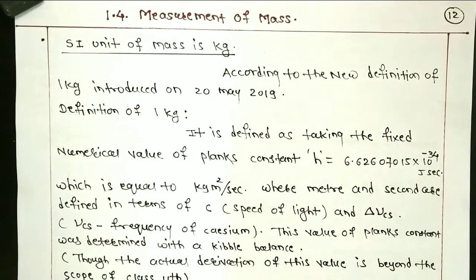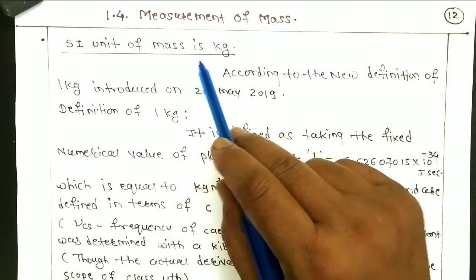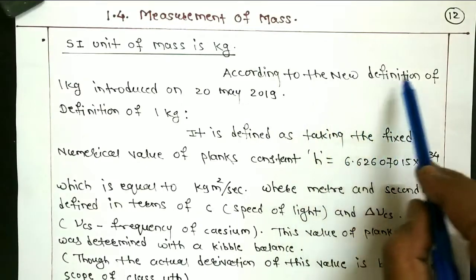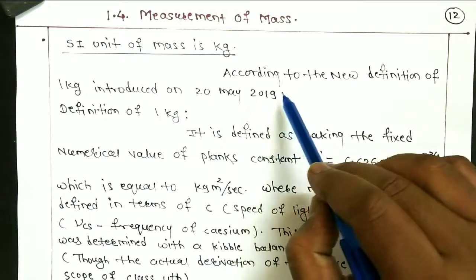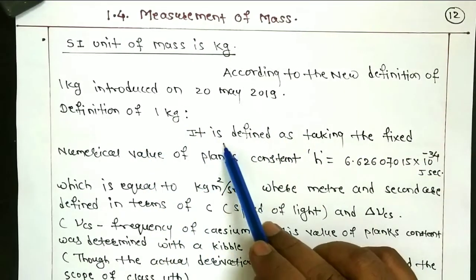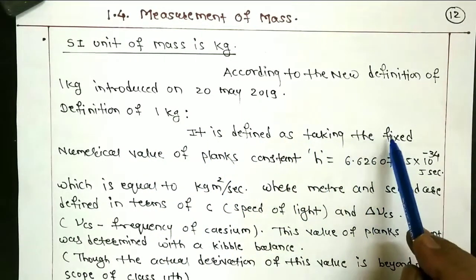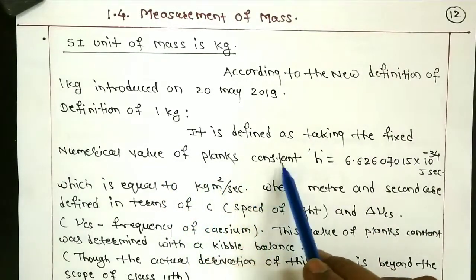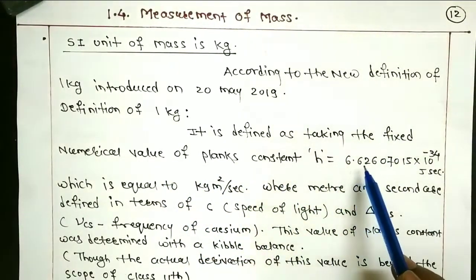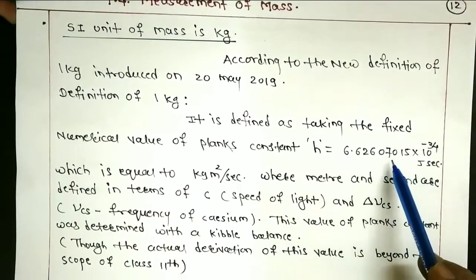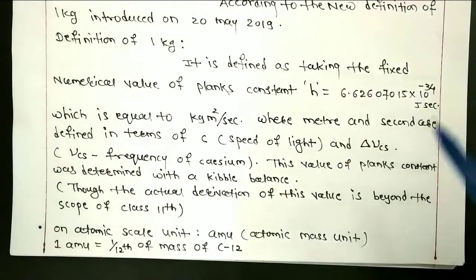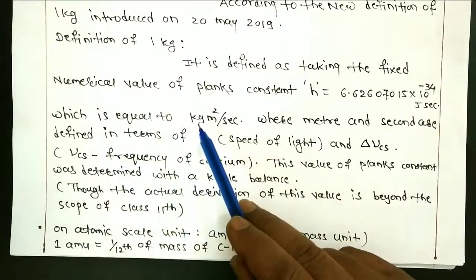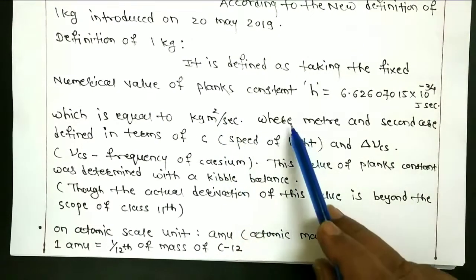Now we will see measurement of the next fundamental quantity, that is mass. SI unit of mass is kg. According to the new definition of 1 kg introduced on 20 May 2019, 1 kg is defined by taking the fixed numerical value of the Planck constant h equal to 6.62607015 into 10 raised to minus 34 joule second, which is equal to kg meter square per second.